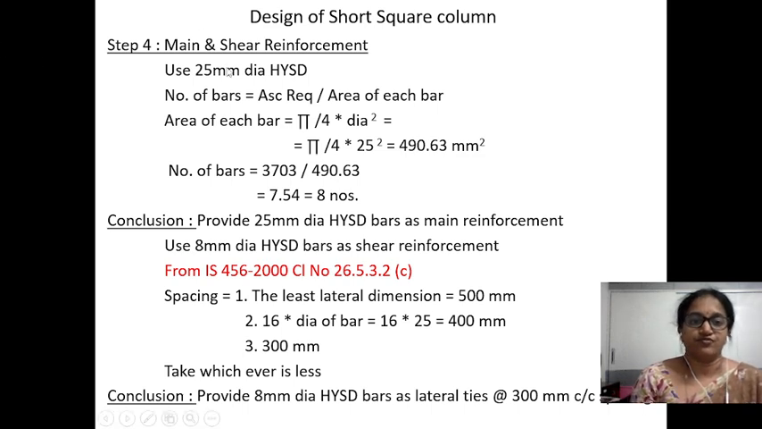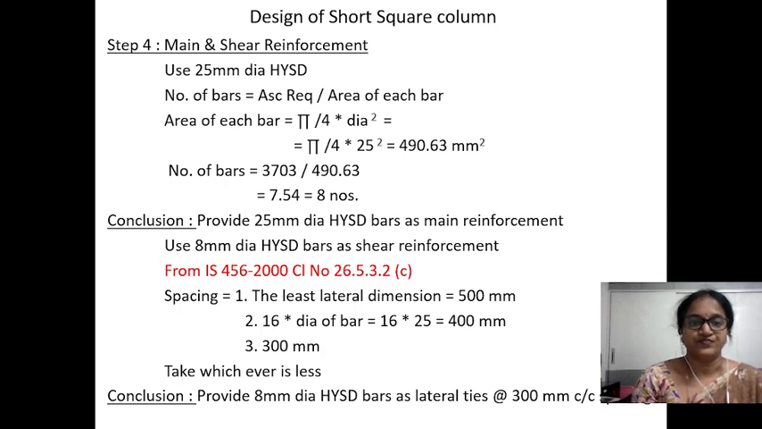Okay. Number of bars formula is nothing but ASC required by area of each bar. Area of each bar is nothing but pi by 4 into dia square, where dia means the dia of the bar. So, pi by 4 into 25 square, I got area of each bar as 490 mm square. Now, number of bars is ASC required, 3703, divided by area of each bar. I got 7.54 bars. I have rounded to 8 numbers. So, I have written the conclusion as provide 25 mm dia HYSD bars as main reinforcement. So, the main reinforcement design is completed.